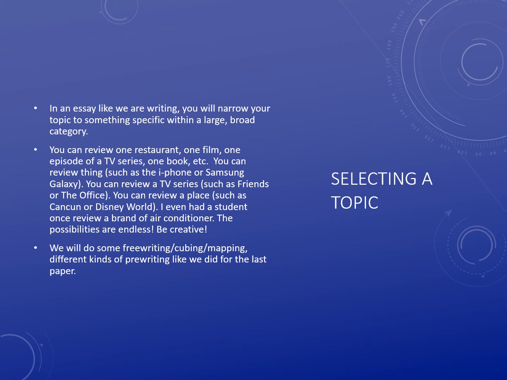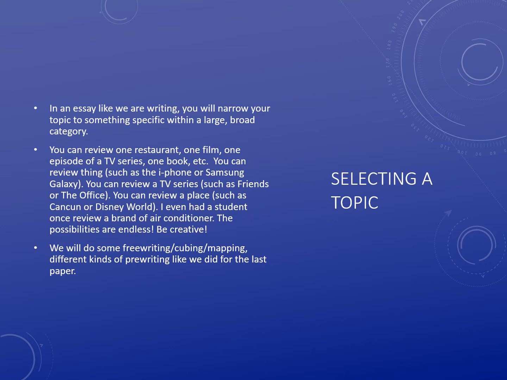Okay, selecting a topic. In an essay like we're writing, you will narrow your topic to something specific within a large, broad category. So, examples of what you can review. You can review one restaurant, one film, one episode of a TV series, one book, etc.